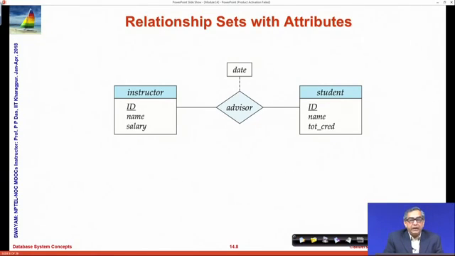As we had mentioned, relationships could also have attributes. So, if the advisor relationship has an attribute date, then it will be tagged to the advisor relationship with the attribute coming within a rectangle and attached to the name of the relationship by a dotted line. So, this shows that advisor is the relationship between instructor and student, and the advisor relationship has an attribute date.